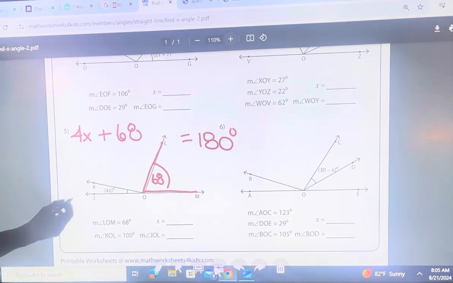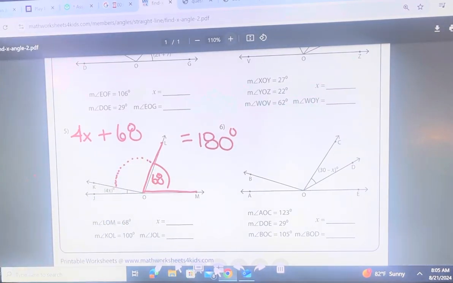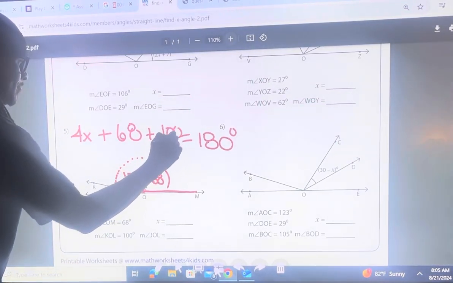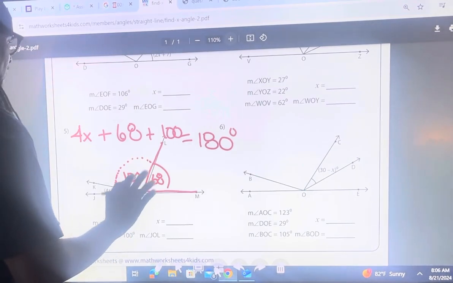100. KOL. They also gave us KOL. This one's here. So the degree for KOL was what? 100. Set everything up: 4x plus 68 plus 100 equals 180. Any questions? All right, so let me try to pause for it.